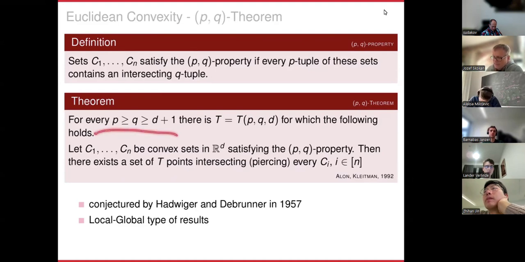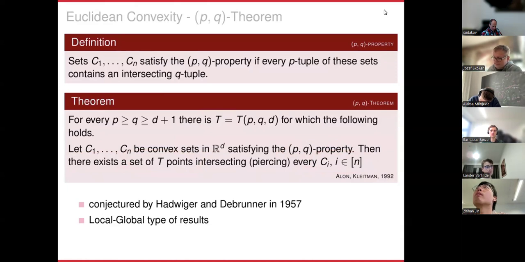And perhaps surprisingly, the following is true. If you take p at least q at least d plus 1, then you can find T, which only depends on p, q, and d, for which the following is true. If you have, again, convex sets C1 through Cn in R^d which satisfy the PQ property, then you can find a set of T points that intersects every set Ci.